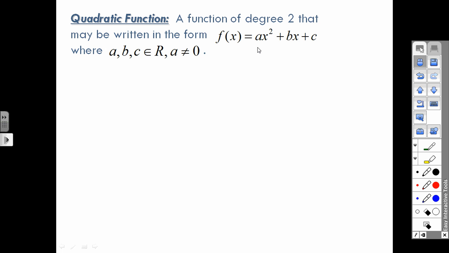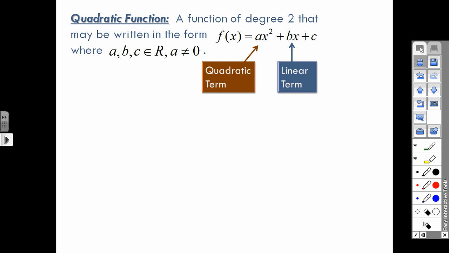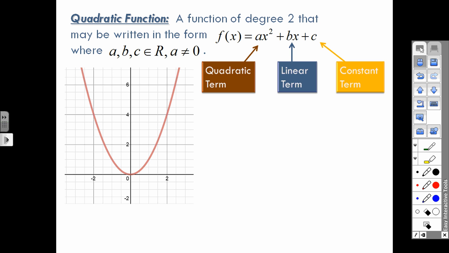And if you were to graph it, it would be a parabola, which we have seen in the past. This is the quadratic term, the ax squared. That's the linear term, the bx. And then c is considered the constant term. We'll be referring to them by those names as we go along in this unit. Like I said, when you graph it, it's going to be a parabola. This is our very basic y equals x squared parabola.